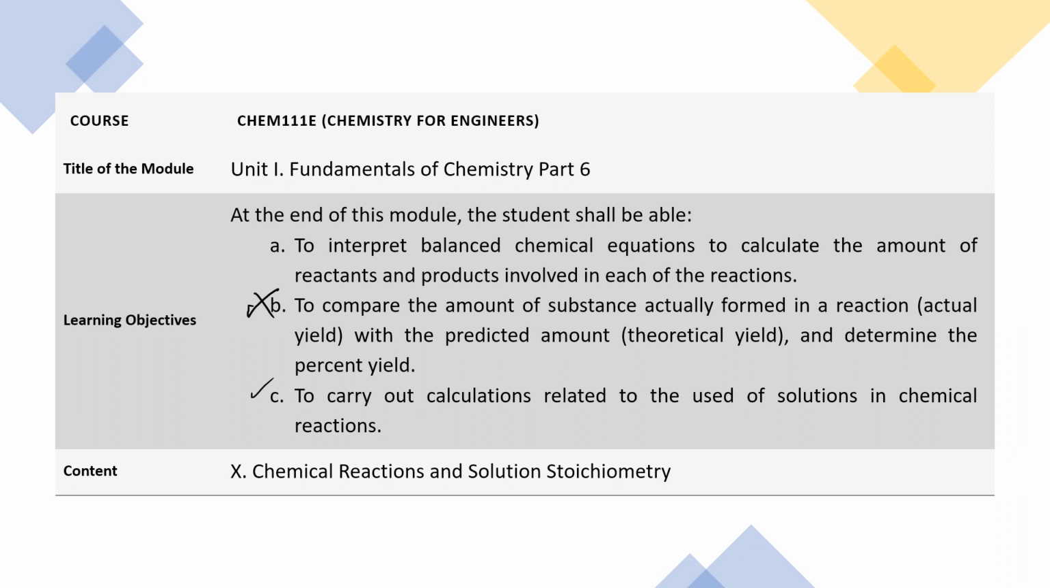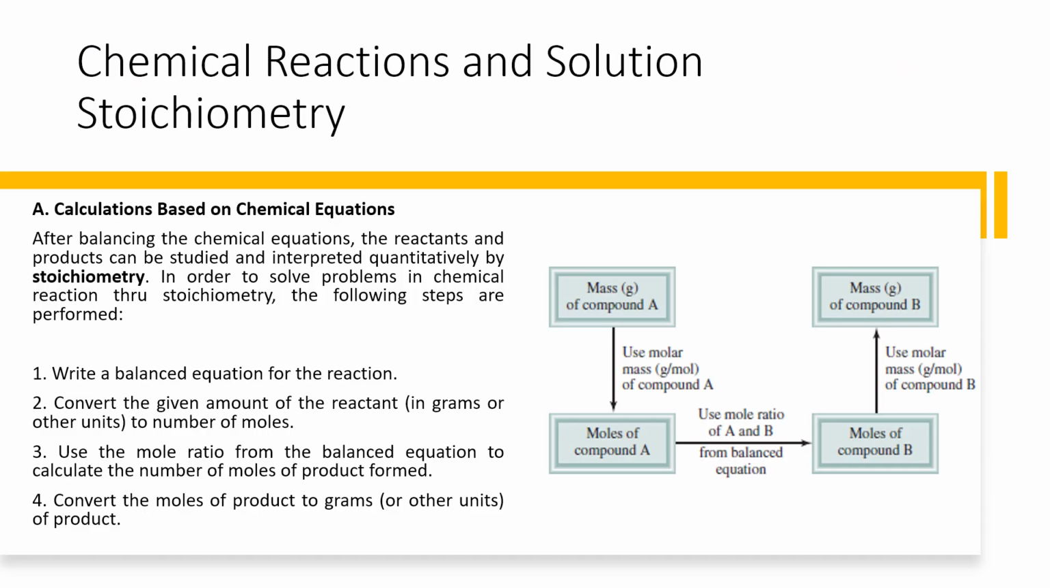So this is chemical reactions and solution stoichiometry. Under that, we're going to solve chemical reactions based on the stoichiometry of chemical reactions. And then I'm going to introduce to you the concept of limiting reagents. So, calculations based on chemical equations. After balancing the chemical equations, the reactants and products can be studied and interpreted quantitatively by stoichiometry.